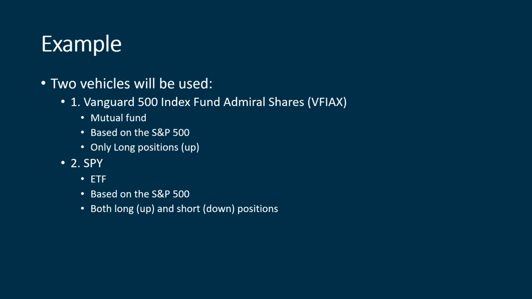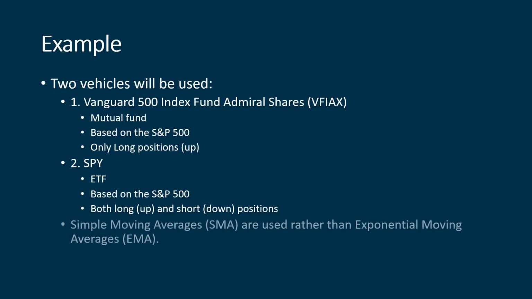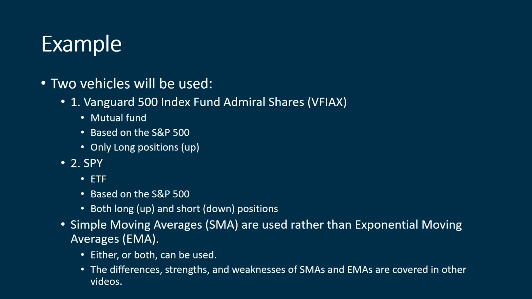When you're using the SPY, there are opportunities to go long or short. Simple moving averages are used rather than exponential moving averages. I have another video that talks about moving averages, but there are different kinds of moving averages out there. So you have this debate about what kind of moving average is the best. You can use a simple moving average if you like that. If you're keen on exponential moving averages and that's what you like, use those. The differences, strengths, and weaknesses of SMAs and EMAs are covered in other videos, so please look for those.